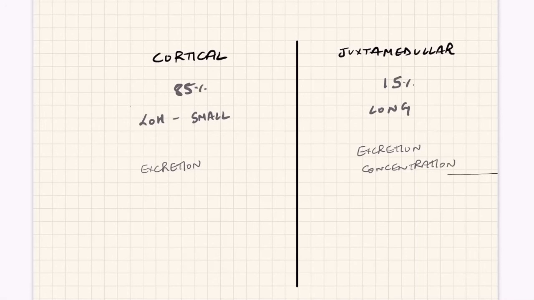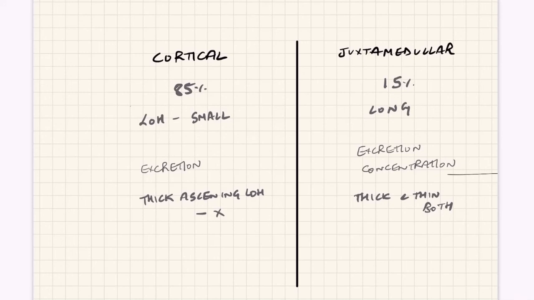Now one more thing. Your cortical nephrons have small loops, and hence they don't have the thick ascending LOH. That is missing, whereas the juxtamedullary nephron has thick and thin, both. Alright, so that roughly sums up the difference between cortical and juxtamedullary nephrons.